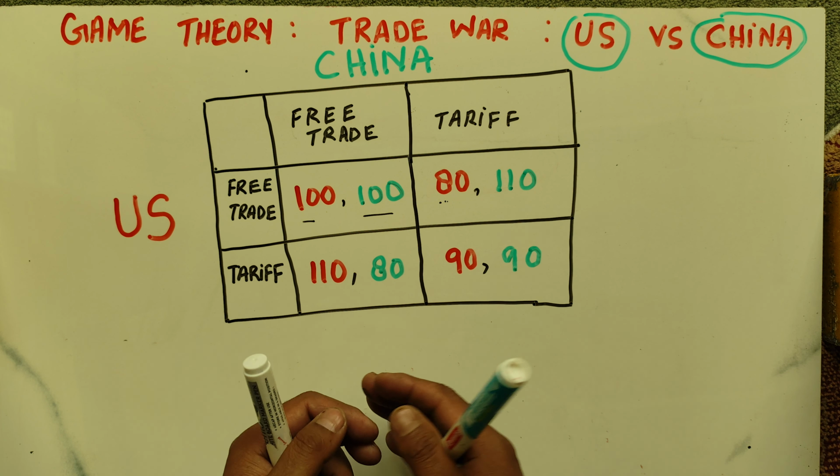That means 100 is greater than 80, and 110 is greater than 90. So how do I explain the dominant strategy? Imposing tariff is a dominant strategy for both the countries in this case. I hope you get it. Whatever China does here, imposing tariff is a better strategy for US. Similarly, whatever US does, imposing tariff is a dominant strategy for China.